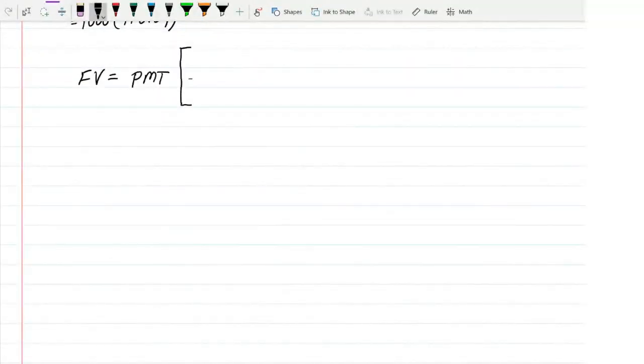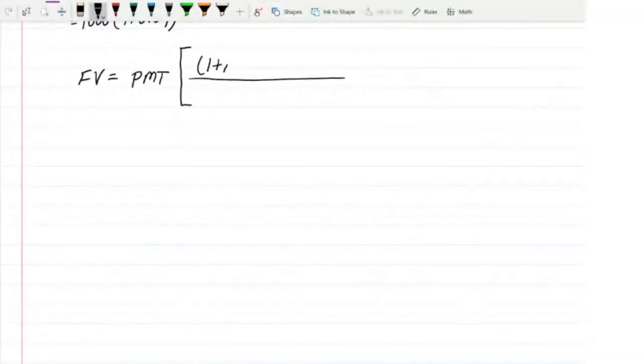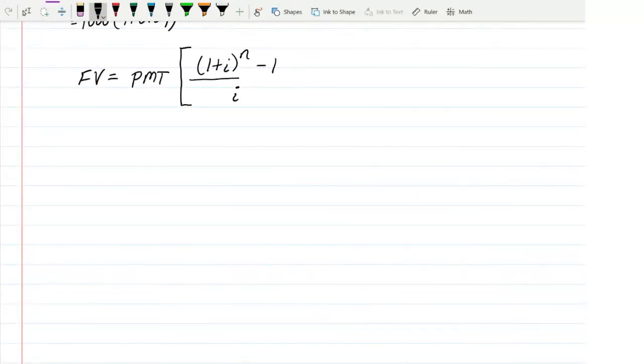So in my annuities, the total future value is equal to the payment times a number. And that number is going to be a fraction, unfortunately. 1 plus i to the n power minus 1 all over i. I know what you're thinking, Professor. That formula looks really big and nasty. How am I supposed to remember that?